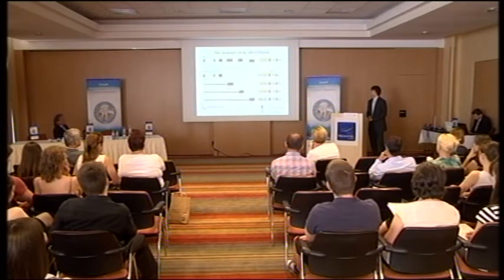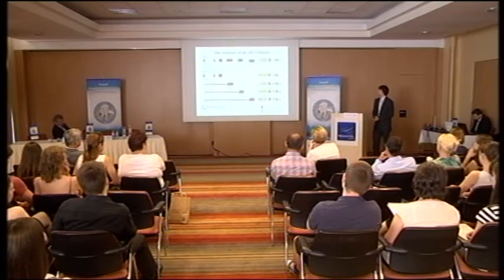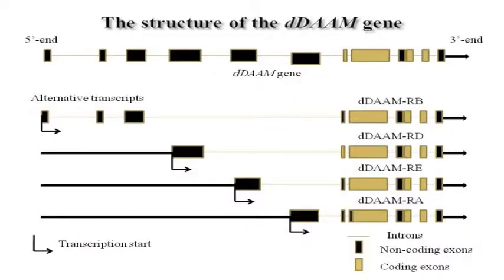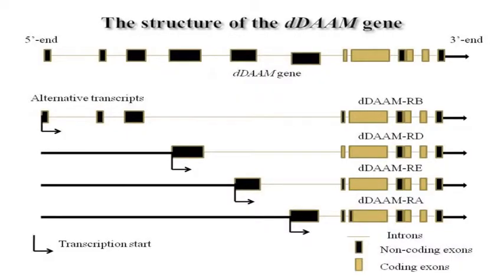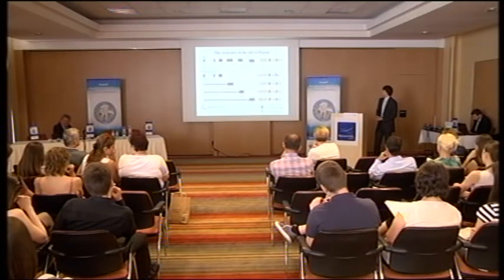Here I show you the organization of this gene. It contains many introns, coding and non-coding exons. There are alternative transcripts, RB, RD, RE, and RA. Earlier research has revealed that RB is important in the central nervous system, and RD is required for the development of muscles. These transcripts have different transcriptional start sites and promoters. The functions of RE and RA remained unclear yet.